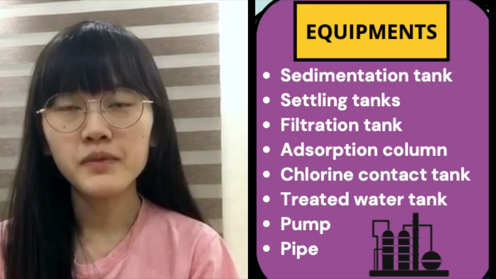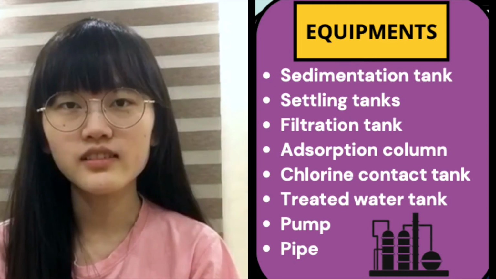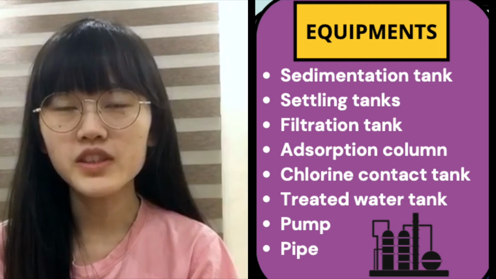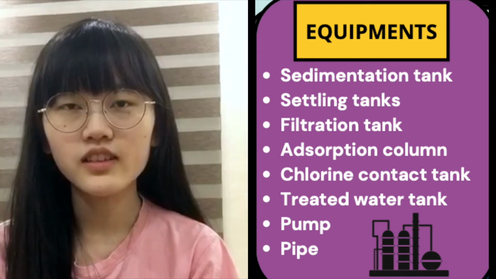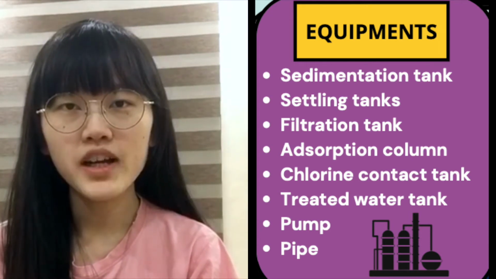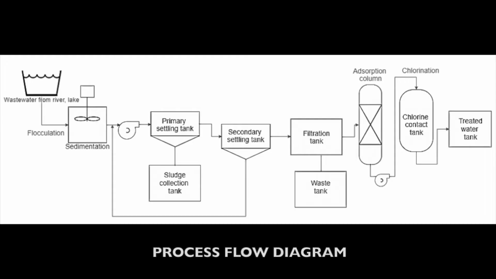My name is Sherry and I will talk about the equipment used in the wastewater treatment plant. The equipment used are sedimentation tank, settling tank, filtration tank, adsorption column, chlorine contact tank, treated water tank, pump, and pipe. Now, I will talk about the process flow diagram.